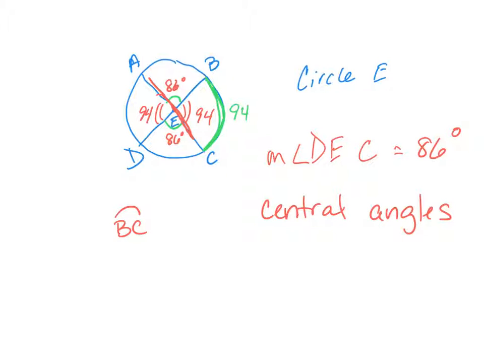What arc does DEC create? What arc does this angle create? 86. Which arc, though? What's the name of the arc? DC. This arc here, DC, measures 86 degrees. So here's an 86 degrees, right?